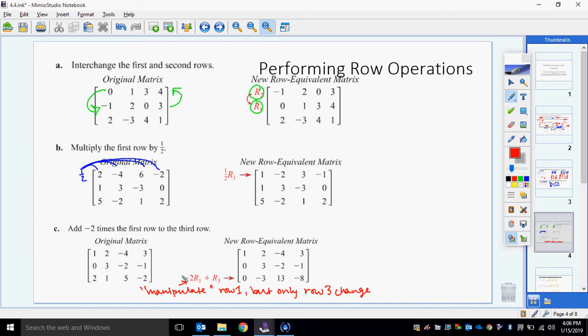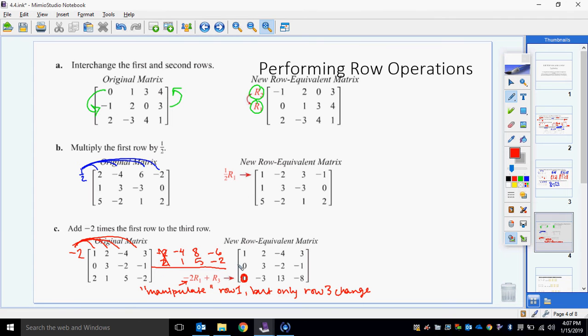They took -2 times row 1, and they distributed it. If they were to do that, they would get a -2, a -4, an 8, and a negative 6. They took that and they added it with row 3. Row 3 says 2, 1, 5, and negative 2. When you add those, what are we getting? Well, the 2's 0 out. That's my new row 3.